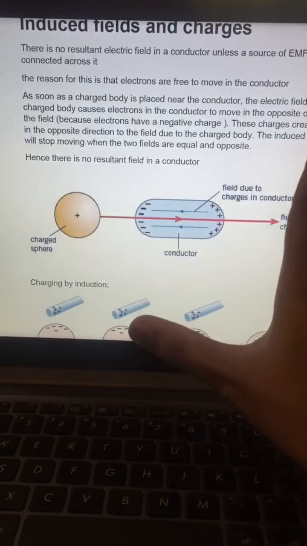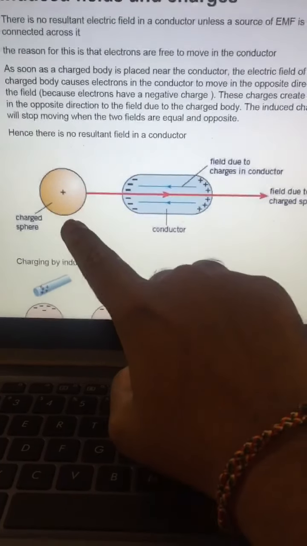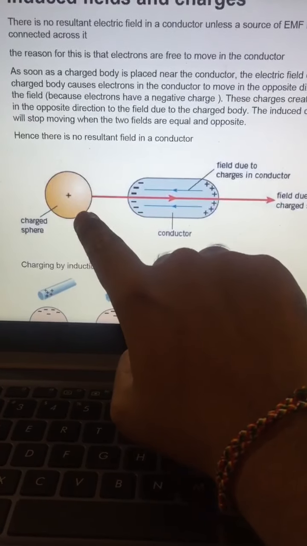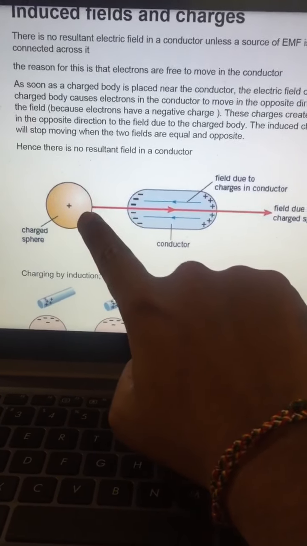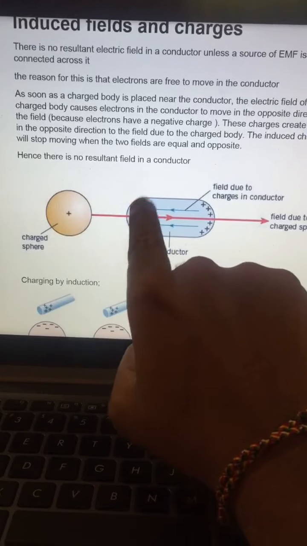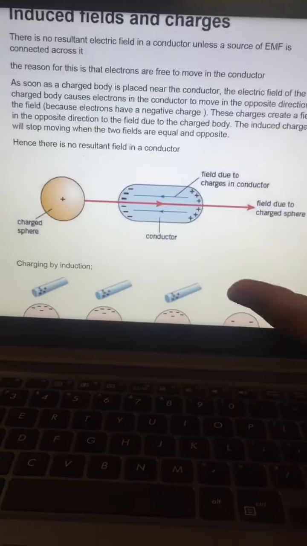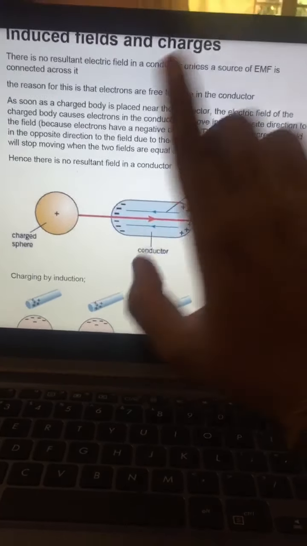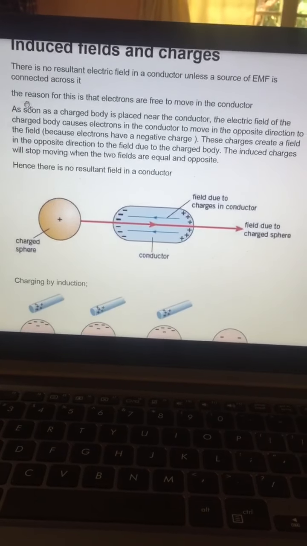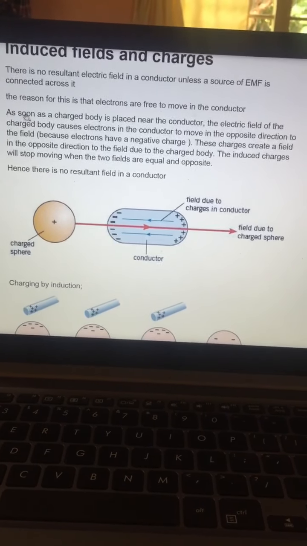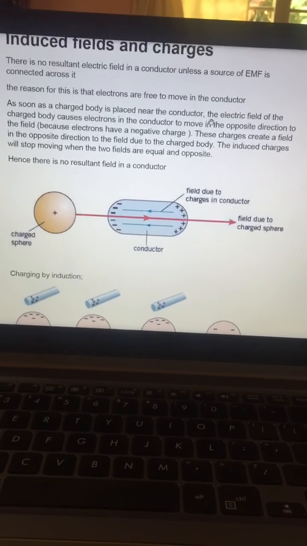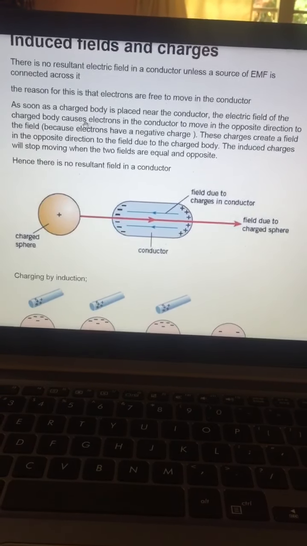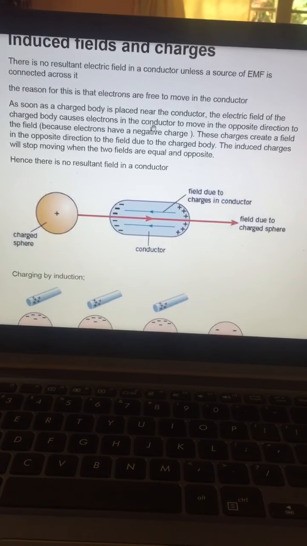Now this is how you used to say. In O level, you used to say that when you bring a positive charge, the electrons, the negative charges, used to move towards the positive charge and accumulate on this side. This is how you word the concept in O level. But when you come to A level, how you have to word it is, as soon as a charged body is placed near the conductor, the electric field of the charged body causes electrons in the conductor to move.